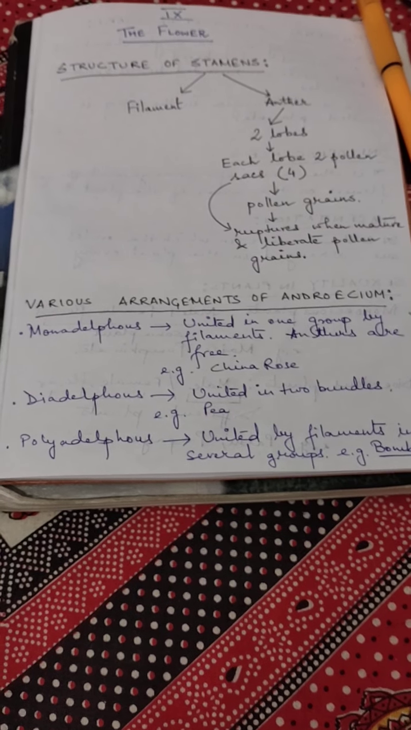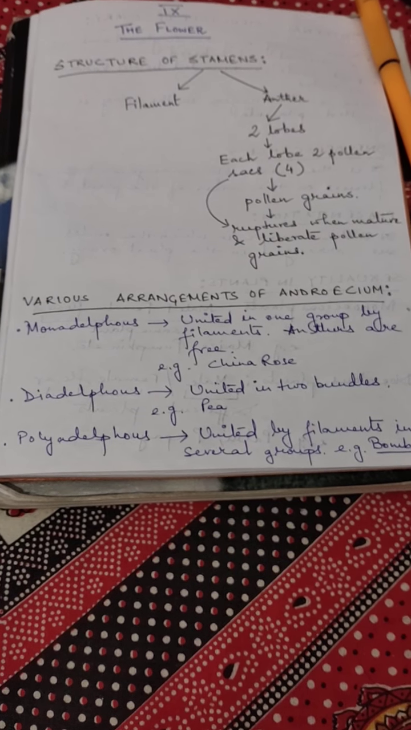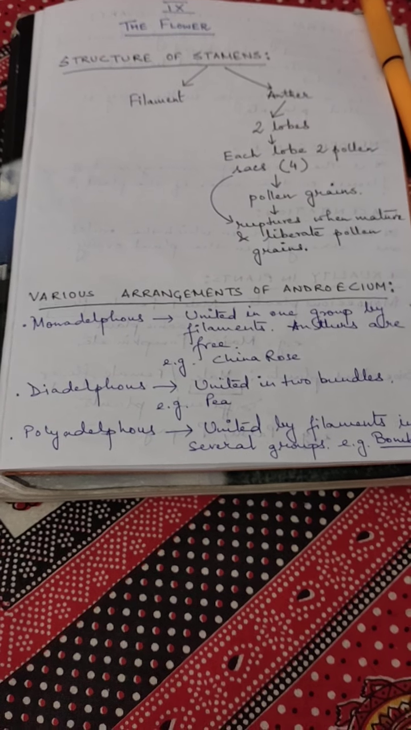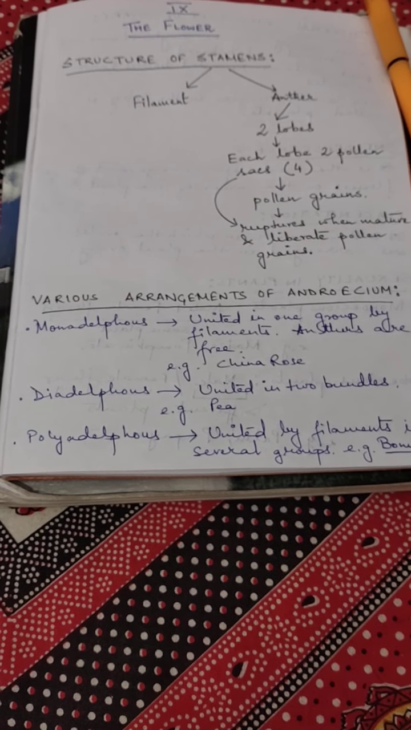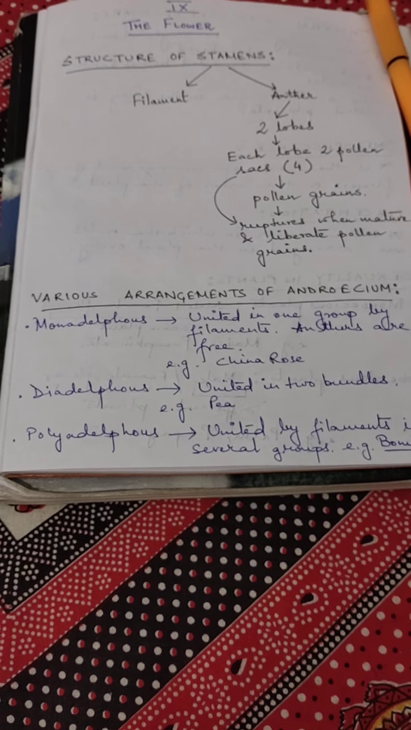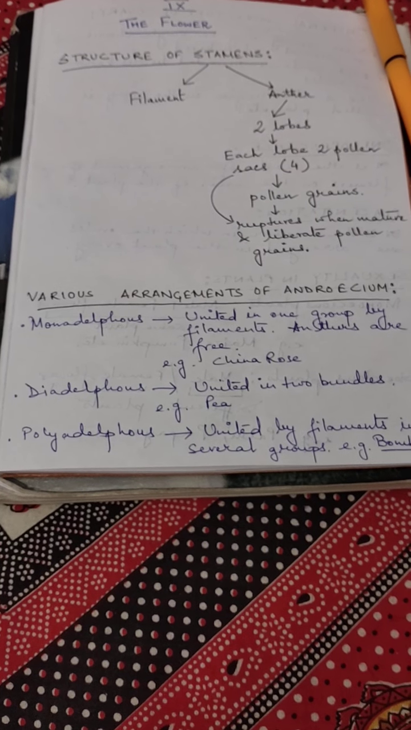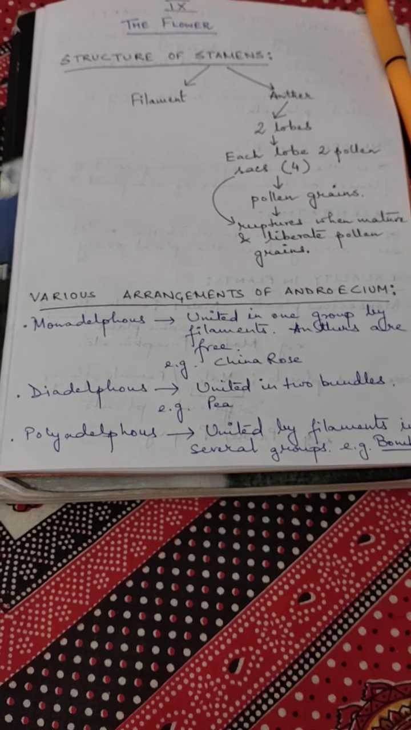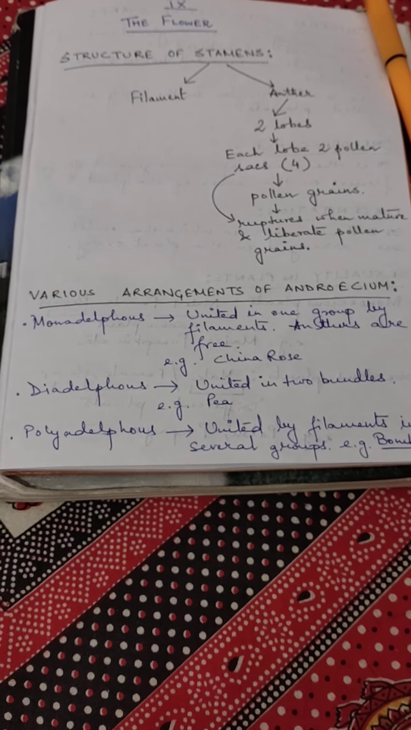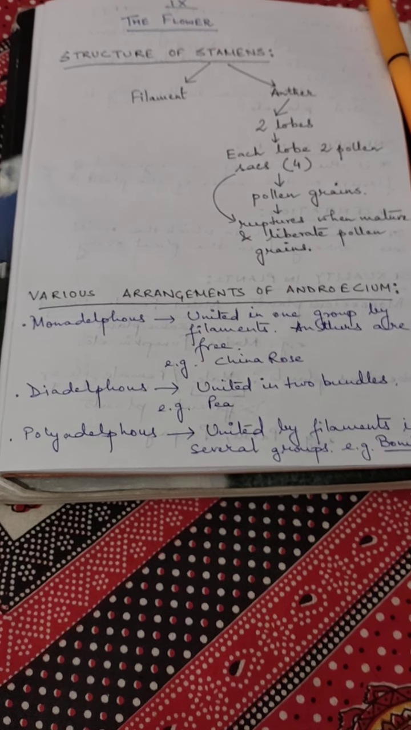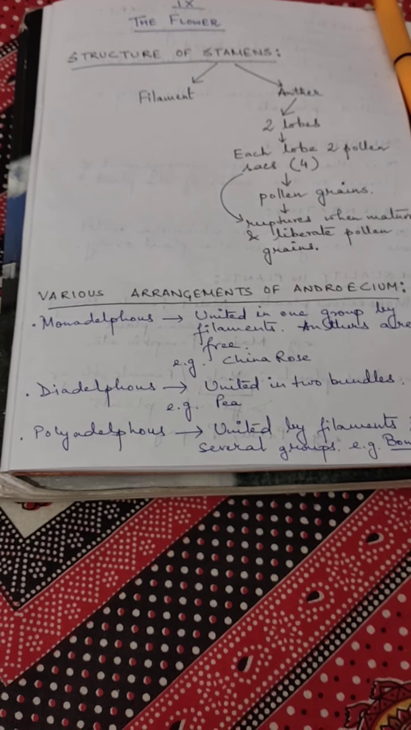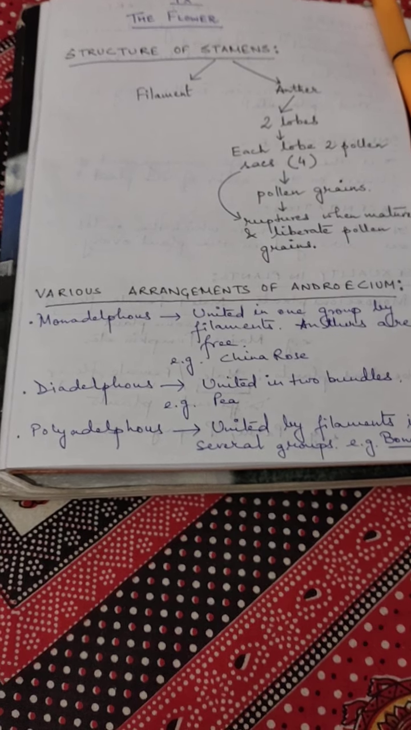Okay, now in the last class we have done up to the various functions of floral parts. Now today we'll be focusing on the structure of stamens. Now as I have said, stamens are the male reproductive parts of a flower. It has got two main parts, filament and anther. Anther has got two lobes in it.